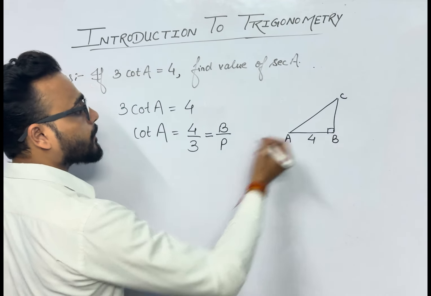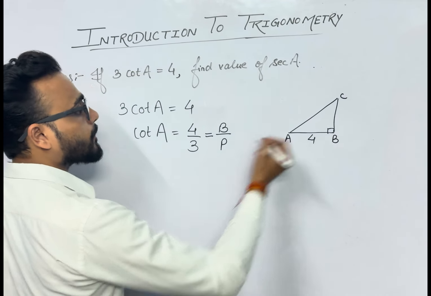Now we have to find out the value of sec A. So sec is the reciprocal of cos, and cos is related to base, and sec is the reciprocal of cos. So the value of sec A is hypotenuse upon base. And what is the value of hypotenuse? That is 5. And what is the value of base? That is 4. So the value of sec A is 5 by 4. Understand? Now we have to discuss our next topic, that is trigonometric angles.